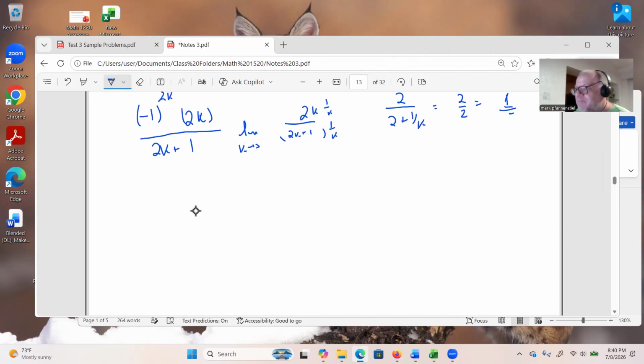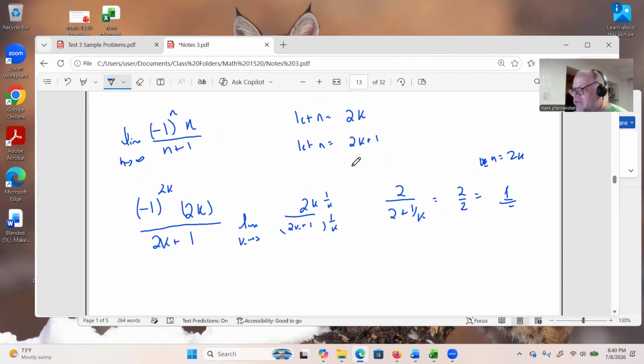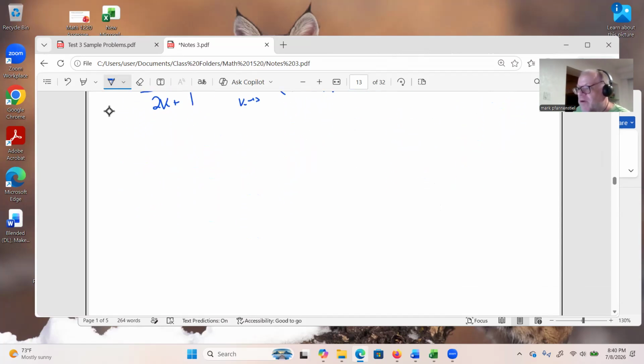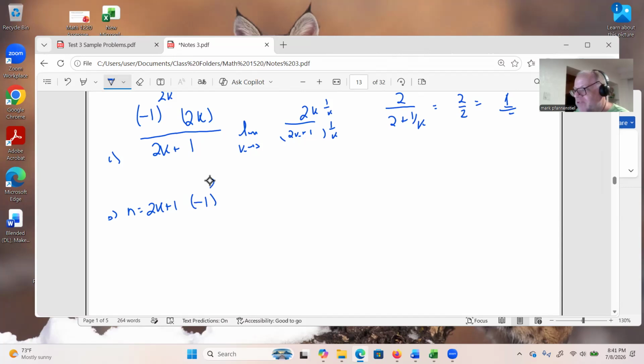Now, what if we set n equal to 2k plus 1? So this is part A, part B. n is equal to 2k plus 1. So we have negative 1 raised to the 2k plus 1 power. That's always going to be an odd power, so this is always going to be a negative value here. Here we have 2k plus 1 times all of that. And on the bottom, we have 2k plus 1, and plus 1 here. So we have 2k plus 1 over 2k plus 2.